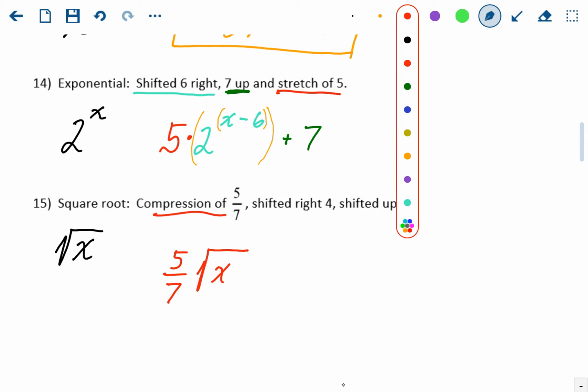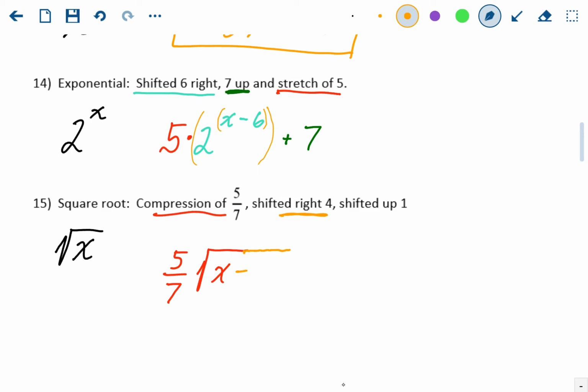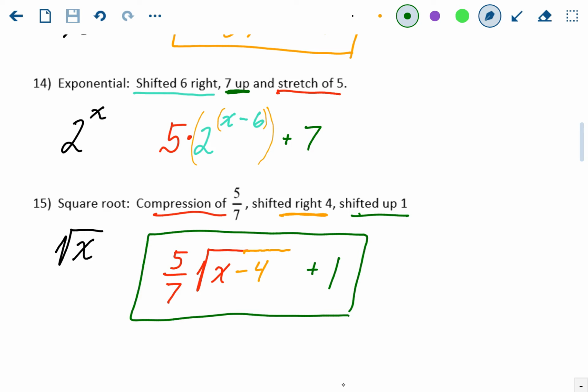Shifted right 4 units. Right 4 has to go inside. Well, inside for a square root means underneath the square root. So if we're going right 4, you gotta go minus 4 underneath the radical. And then last one, up 1, it has to be outside of the radical. Plus 1.